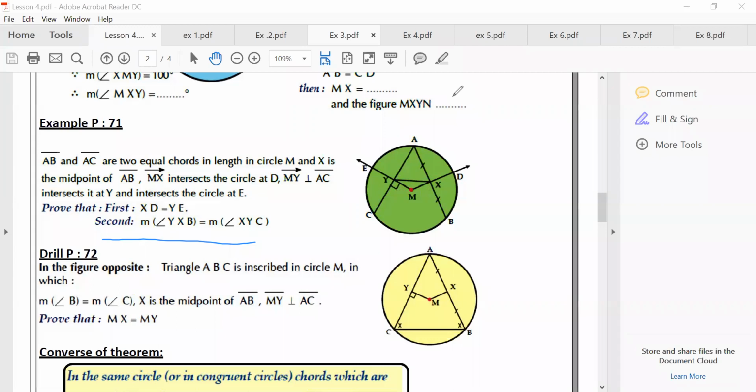Excellent, Mahmoud. This is the first part: the small angle here equals the small angle there. So the two small angles are equal. And Yusuf has proved that this is also 90 degrees, so MYC and MXB are 90. By adding these two angles with these two angles, both of them will be equal. Is that clear for you all?